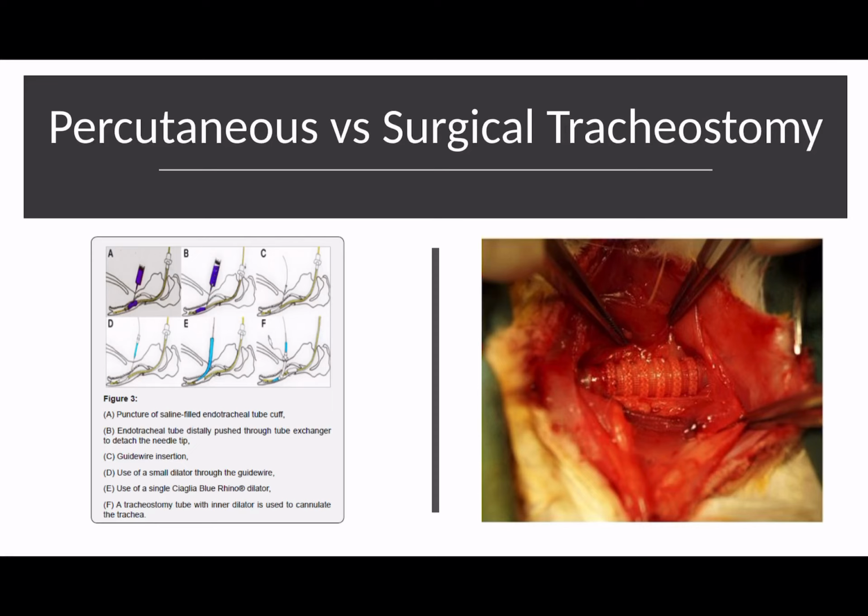Now, it's worth thinking a little bit about the ways in which a tracheostomy is formed. The reason for this is it slightly changes the way in which you manage them in the first few weeks after they've been put in.